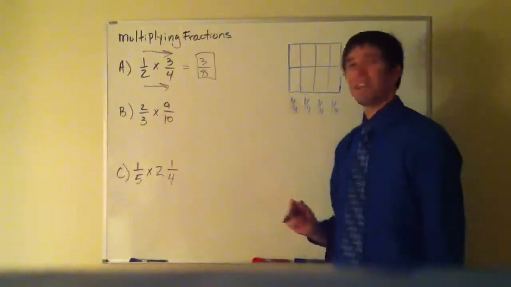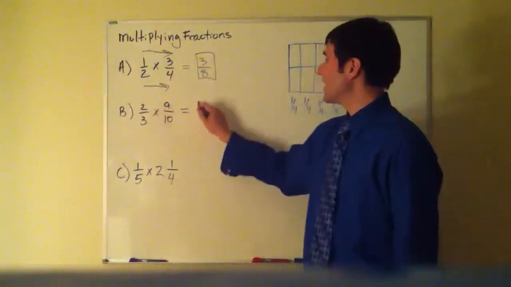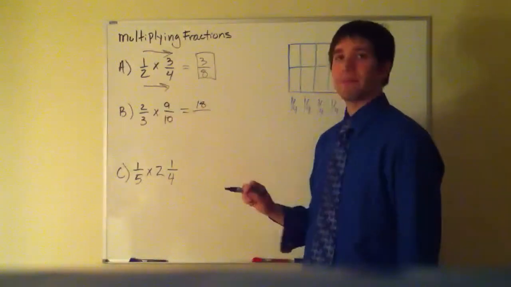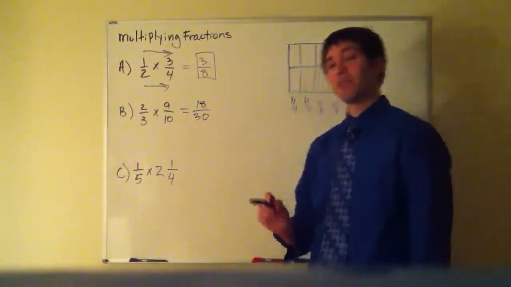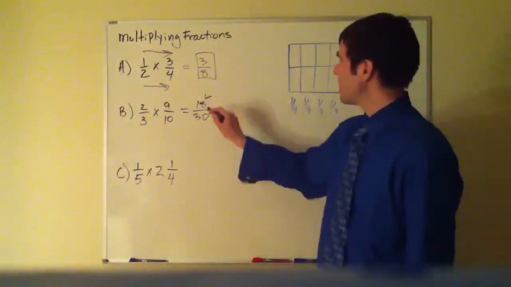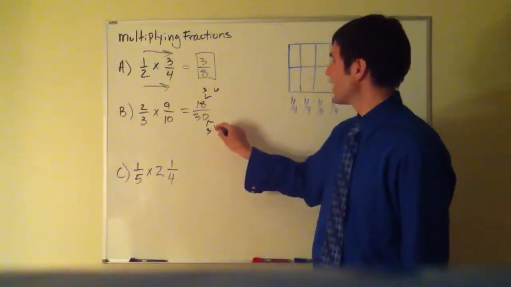Let's look at this second problem here. Again, following the same rules as above, 2 times 9 is 18, and 3 times 10 is 30. Now I have a suspicion that that can be reduced. I know that 18 is made up of 3 and 6. 30 is made up of 3 and 10.